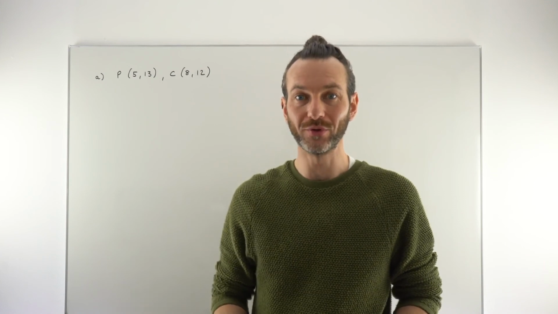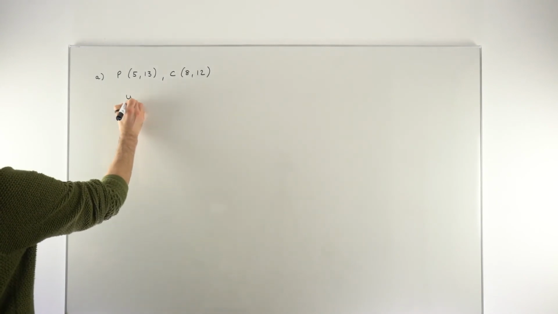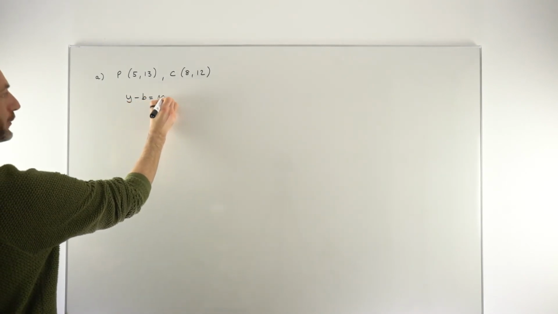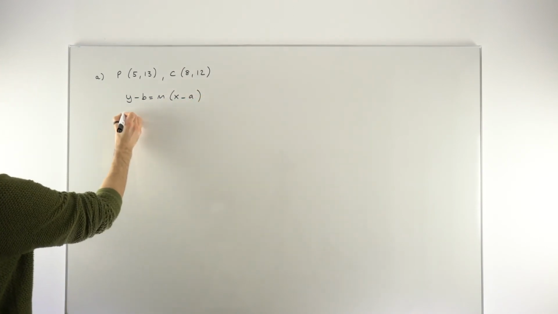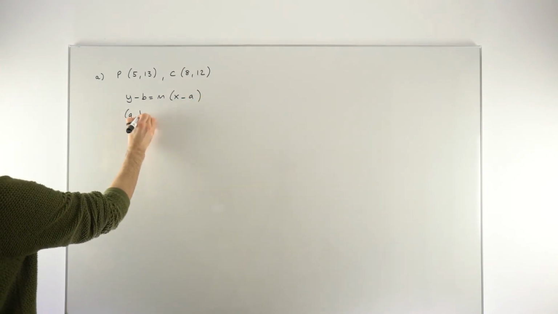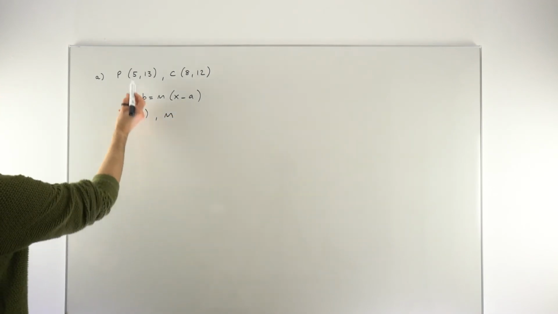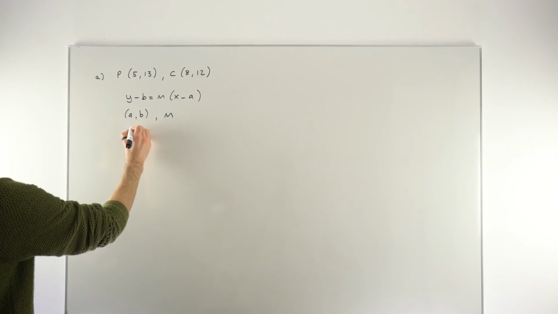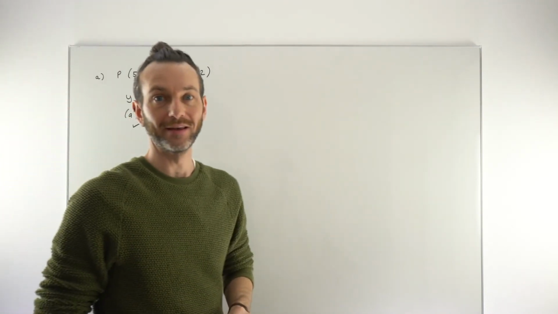So a tangent line, remember, is just a line, and if we're finding the equation of a line, we're going to be using the y minus b equals m(x minus a) formula. The criteria for using that formula is just that you've got a point on the line, which is (a, b), and you've got the gradient. So we've already got a point, (5, 13), which lies on our line, so that criteria has been met. So the challenge is to find the gradient.